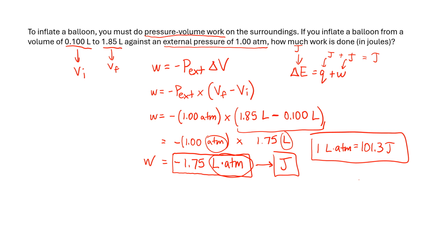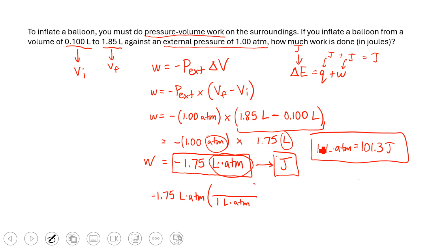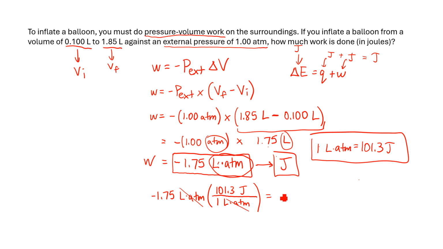So that's the conversion. And you guys know how to do conversions, right? If I have negative 1.75 liter times atmosphere, I know that for every 1 liter times atmosphere, why am I putting that on the bottom? Because I want to cancel liter atmosphere. I'm going to put the 101.3 joules. Notice liter times atmosphere cancels, and we're left with whatever that is. It's going to be negative 177 joules. 3 significant figures, right? Because that's the lowest amount. There's your answer.